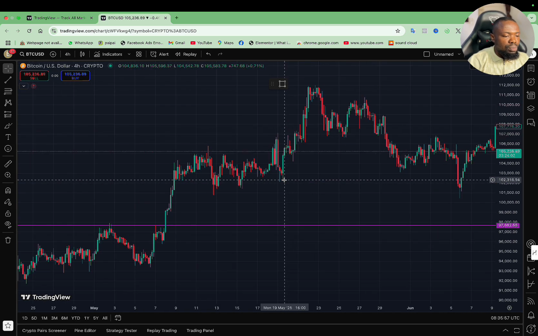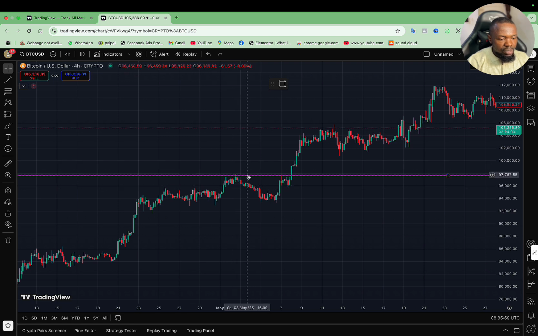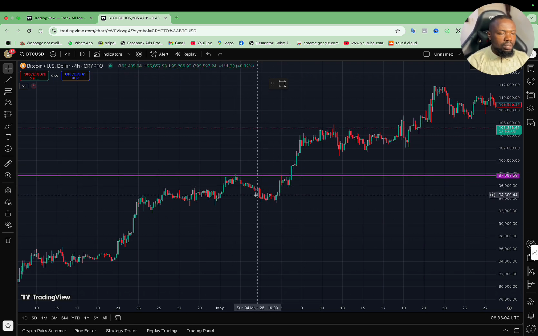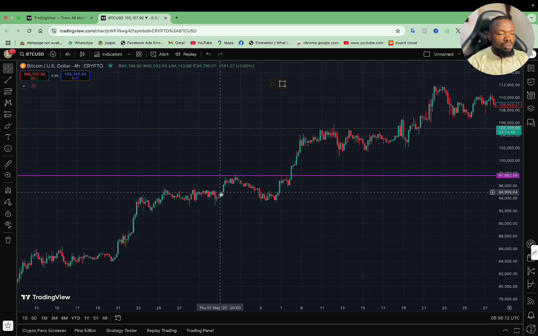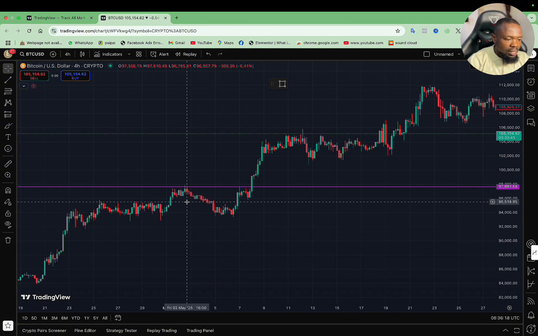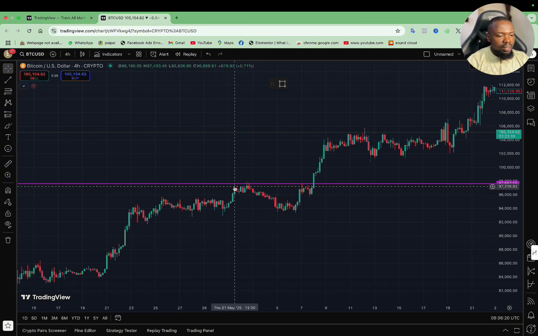So I'm going to zoom this because I want to show you this place and this place. So this was a resistance. Some weeks back, this was a resistance that Bitcoin was finding it difficult to break. Bitcoin found it difficult to grow past this $97,000. So you can see anytime it gets here, it comes down.